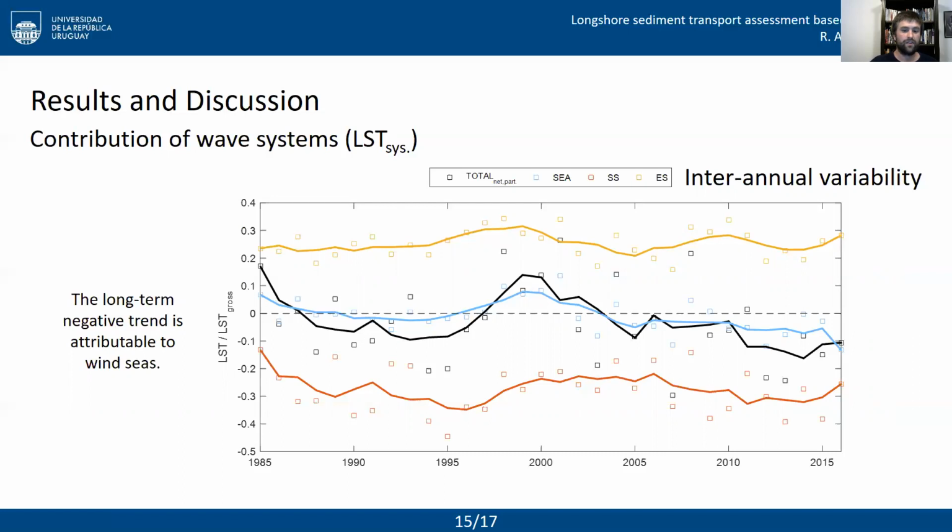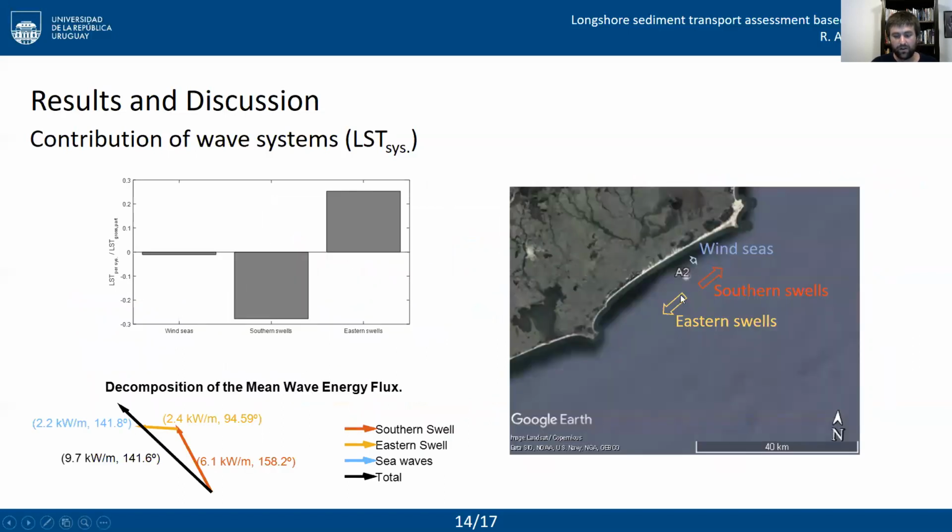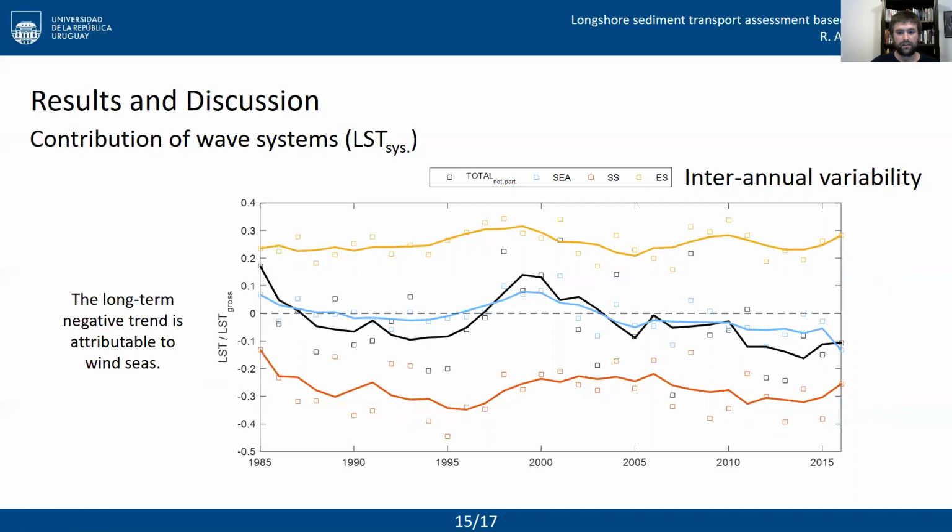Despite wind seas looking like a small arrow, if we see the internal variability of the longshore sediment transport per system, in the yellow curve and in the red curve that correspond to swells, the negative trend is not observed. So the wave system that is behind the negative trend seems to be the wind seas. The wind seas present also the negative trend. So the negative trend is attributable to the wind seas.